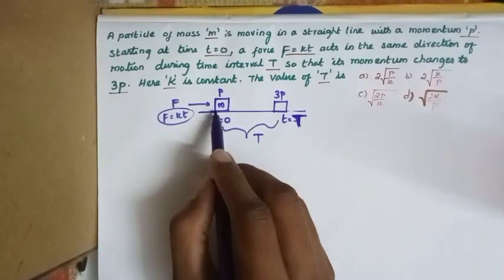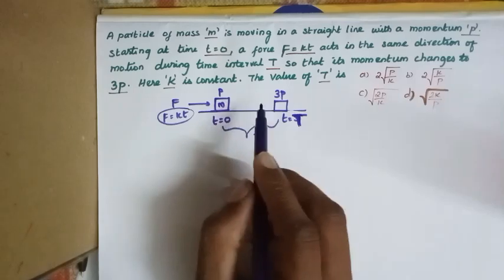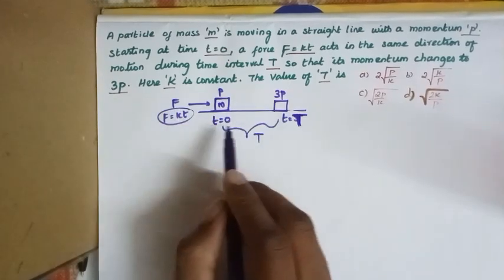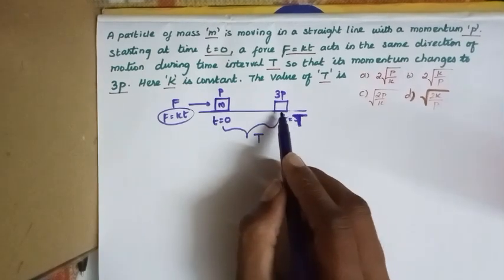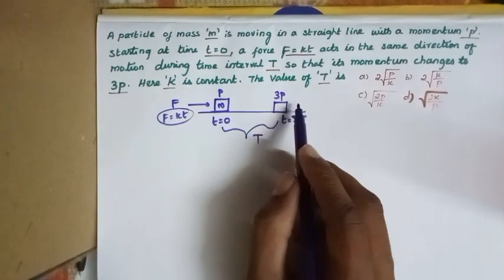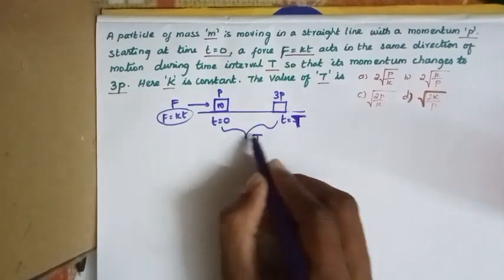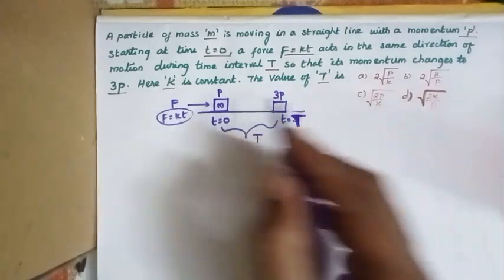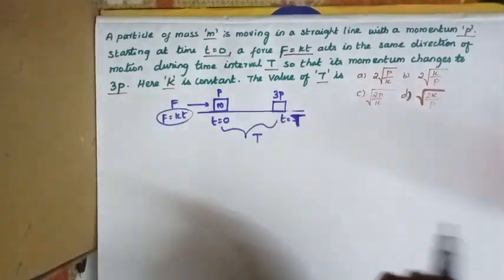Okay, initially a particle of mass m is moving with the momentum p in a straight line, and a force is acting on it at the time t equal to 0. So after some time T, its momentum changes to 3 times p, 3p. Now we have to find the time interval value. So 4 options are given. In this case k is constant, we have to find the value of T.